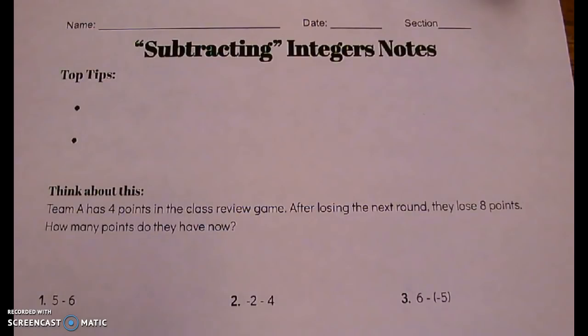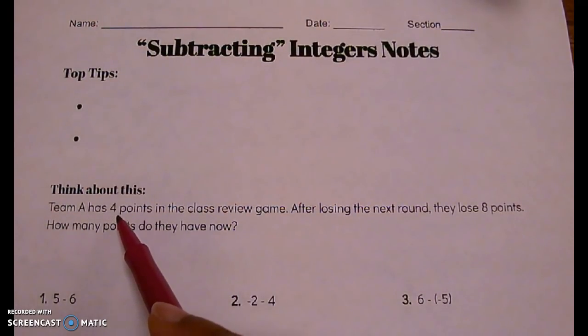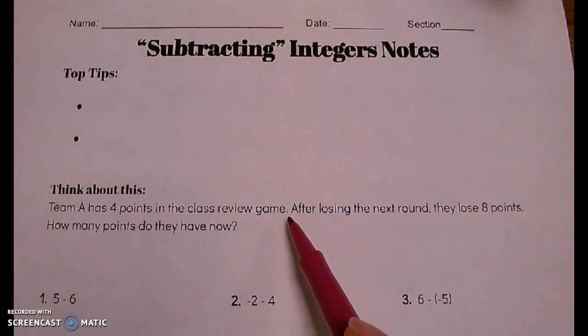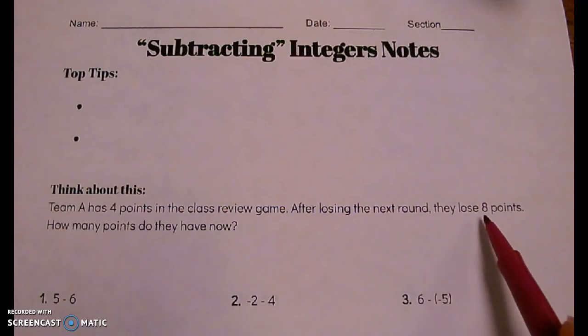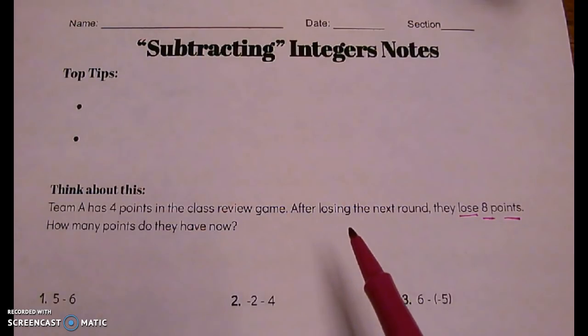Before we get into the top tips for solving problems like this, let's look at the think about it problem. Team A has 4 points in the class review game. After losing the next round, they lose 8 points. How many points do they now have?